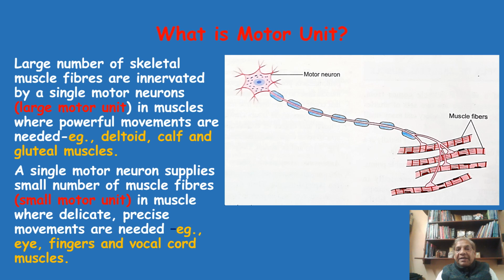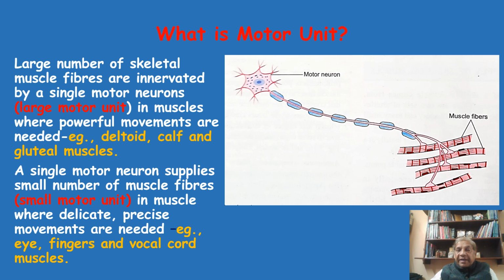For example, the deltoid is a multipinnate muscle. Muscle fibers are small, but there are thousands of fibers in a single muscle. The same is true for the calf and for the gluteal muscles. So a single motor neuron will supply thousands of fibers. Say, for example, instead of usually supplying 150, it may supply 2000 or even 3000 muscle fibers. This is called a large motor unit.